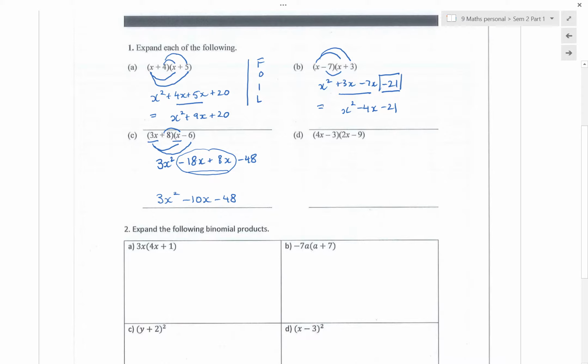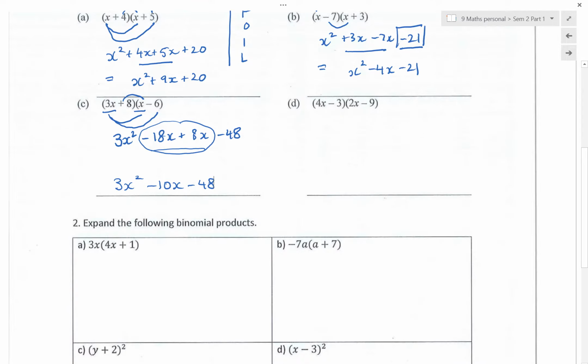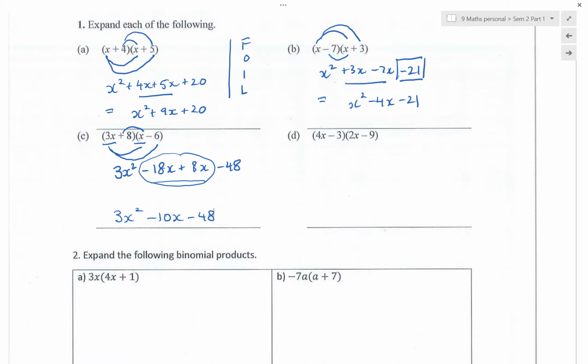Isn't that the same as the one just above it? Similar. Okay, so with this one, 4x times 2. Now, some people added 4 and 2. Remember, it's 4 times 2, which is 8x squared. Okay, I'm then going to do that one there, which is 4x times minus 9, which is minus 36x. Minus 3 times 2x is minus 6x. And then minus 3 times minus 9 is what?